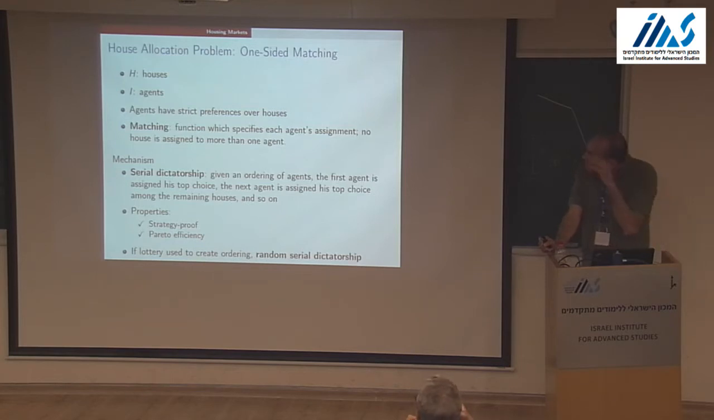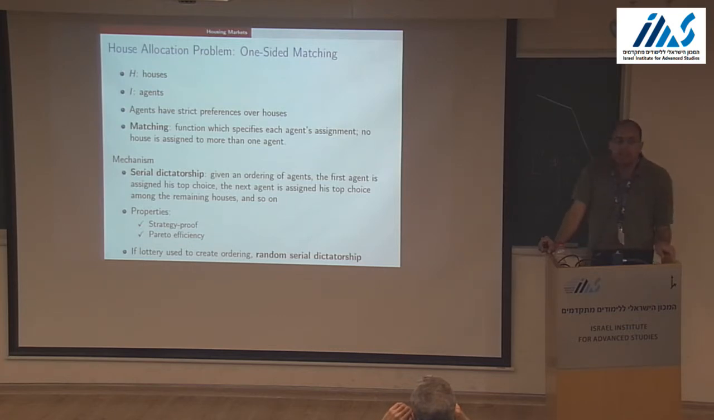If we think about a serial dictatorship as a direct mechanism, it has some very nice properties. The first property is that it is strategy proof. What does that mean? It means it is weakly dominant for agents to report their preferences truthfully to the mechanism. Why is that? If I am participating in this mechanism, I cannot influence the serial order by my report. That's just given in this mechanism. And when it's my turn, I can do no better than telling the mechanism what I want truthfully, because if it's available, that's what I will get.